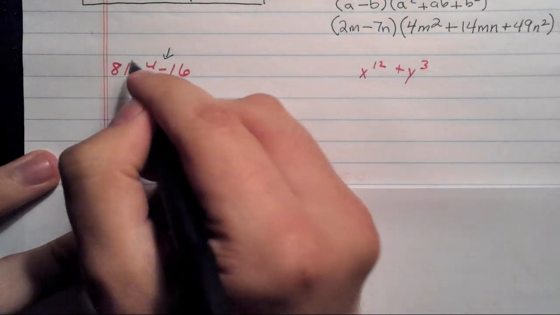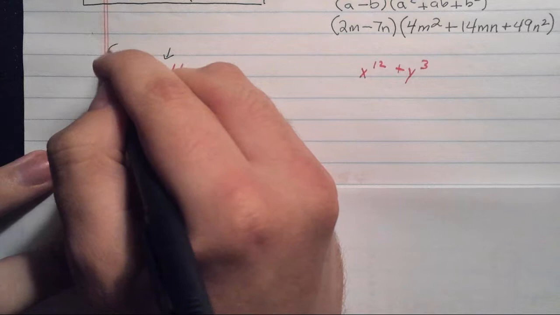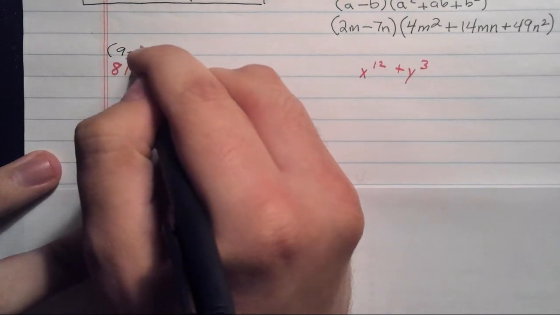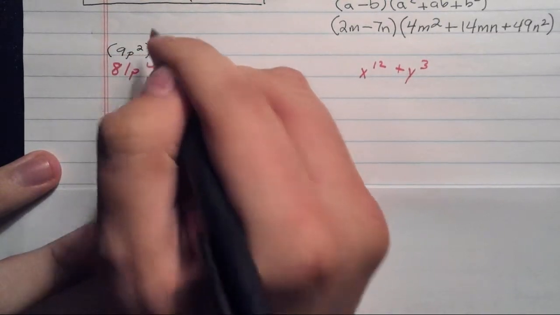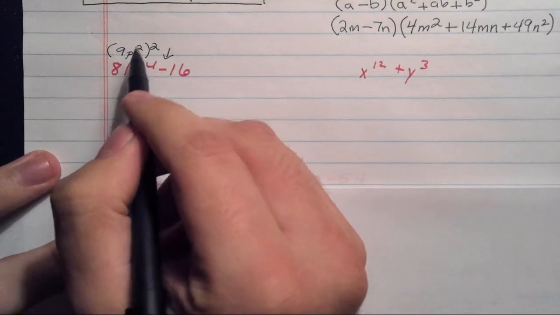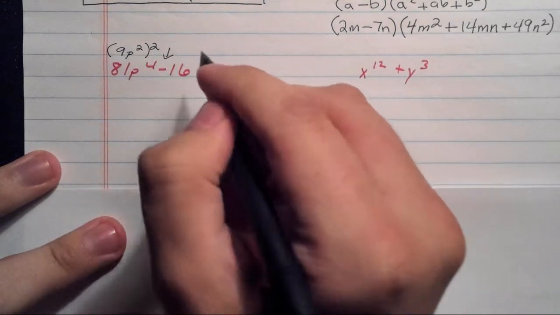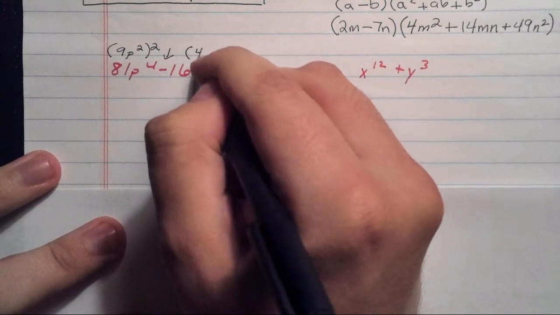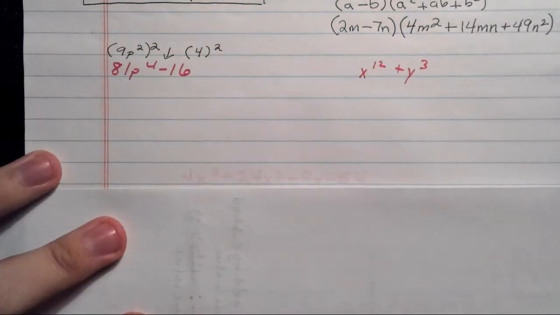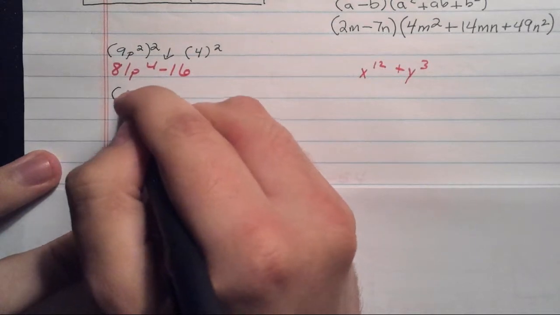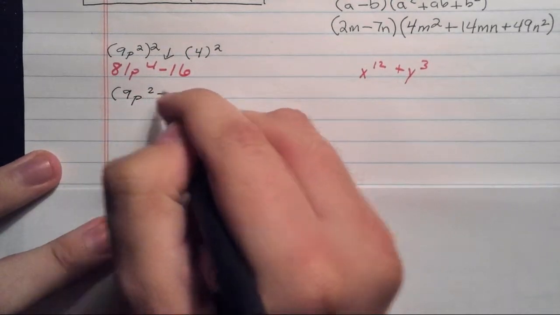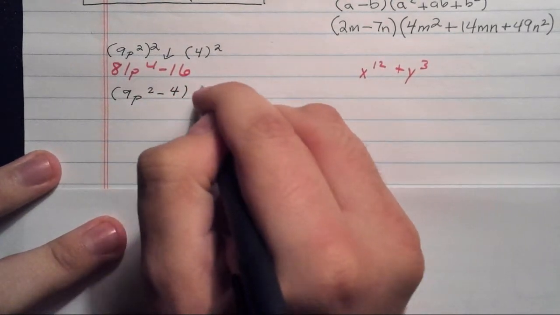What are these squares of? What do I square to get 81p to the fourth? Well, I square 9p squared. 9p squared, if I square that, is what will give me 81p to the fourth. What do I square for 16? To get 16, I need to square 4. So I'm going to use these two. Again, I will subtract them once, and I will add them once.